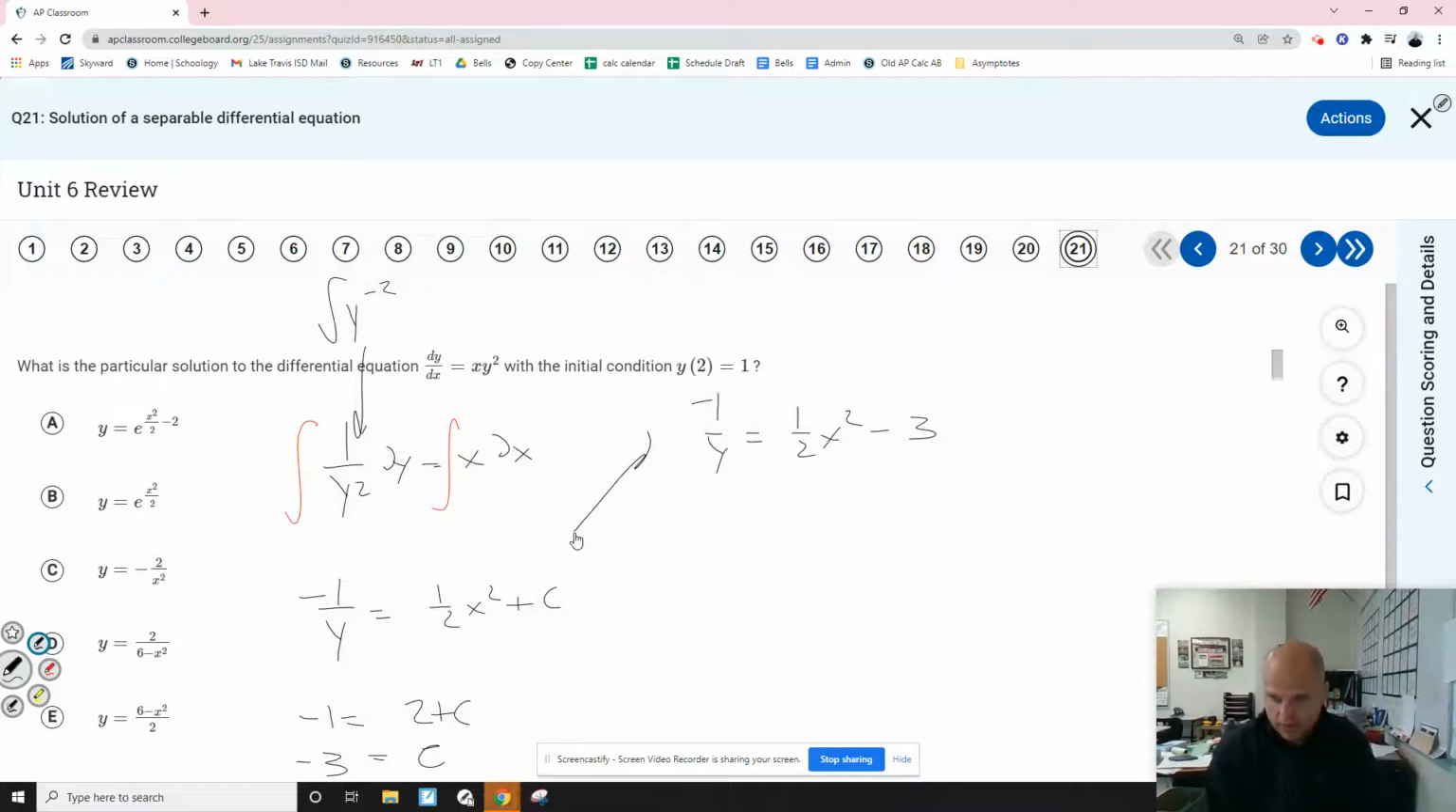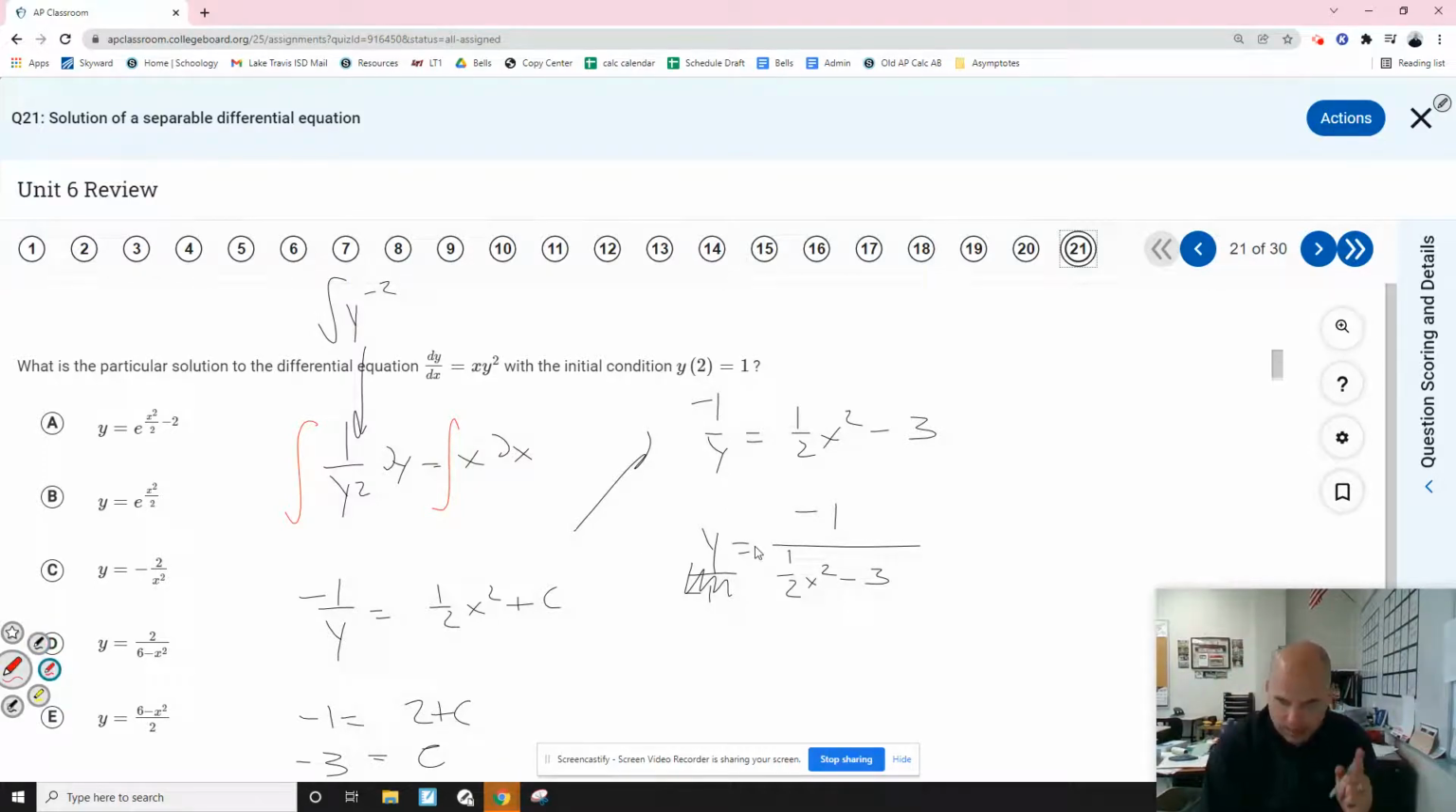I'll flip both sides. Maybe you take the opposite, then flip. Whatever you want to do. I'm going to flip, then take the opposite. Get that entire right side of the equation under 1. Take the opposite. Boom. Don't see that anywhere. I must have made a mistake. No, I didn't.